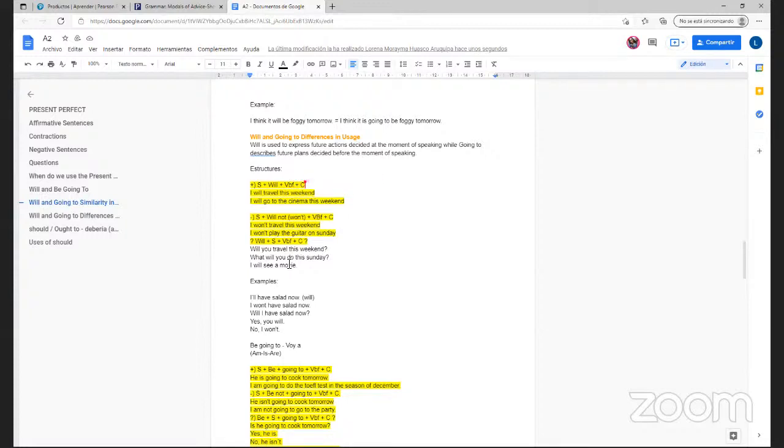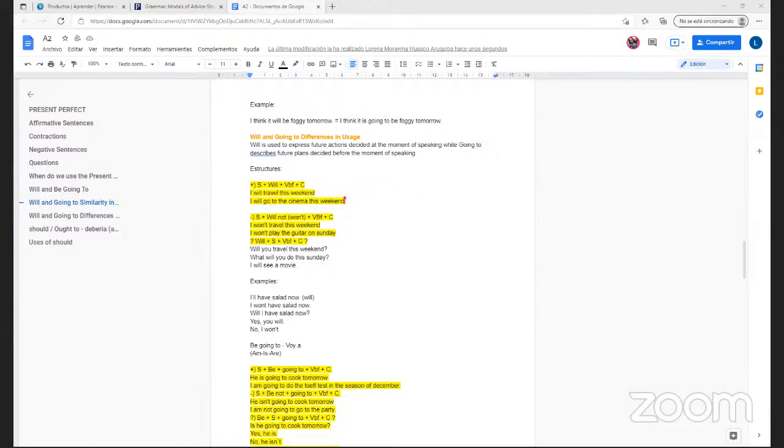So here, I think that you're not going to have a problem because this auxiliary works with all the subjects. So it works with every subject. For example, I can say, I will travel this weekend. In these future sentences, I can use future expressions of time, for example, this weekend. I will travel this weekend. I will go to the cinema this weekend.